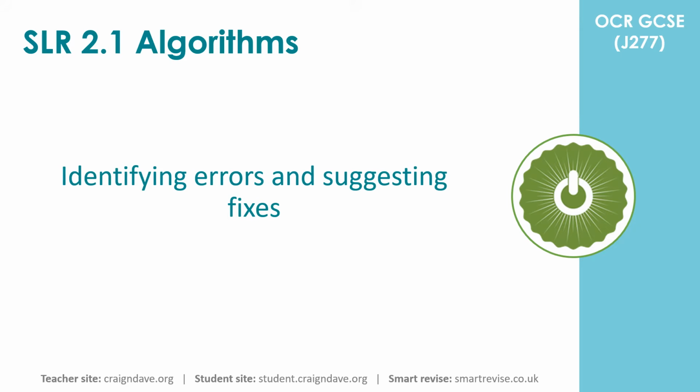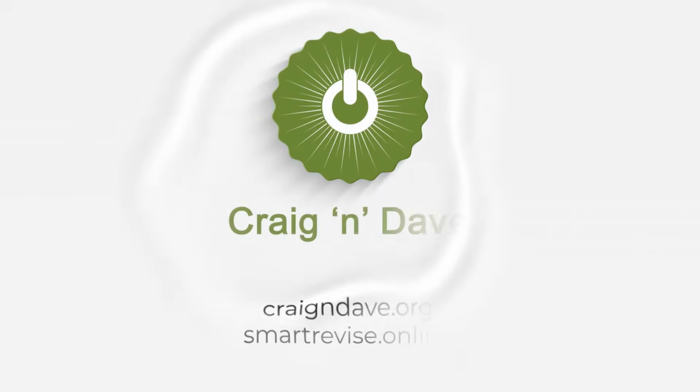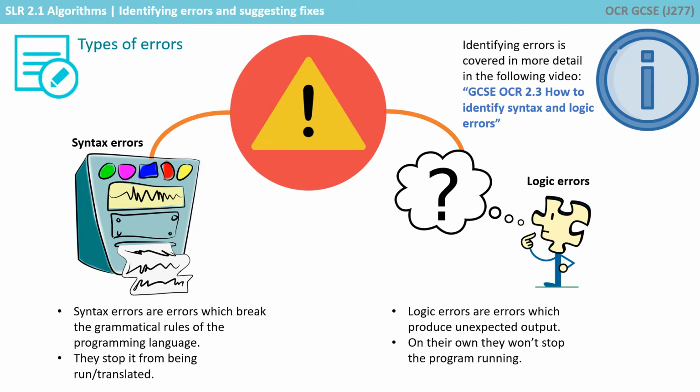In this video, we take a look at the importance of being able to identify simple errors in an algorithm and then suggesting fixes. There are two main types of errors you need to be able to identify at GCSE.